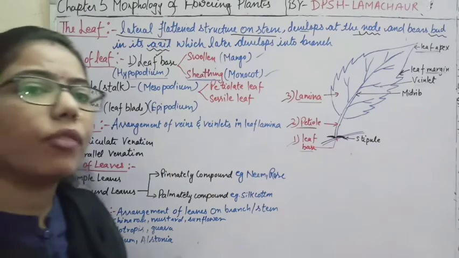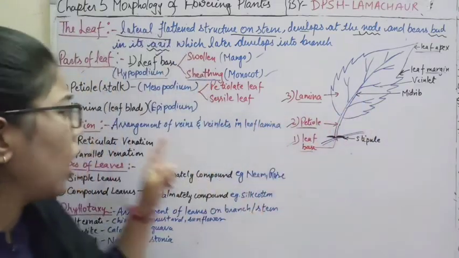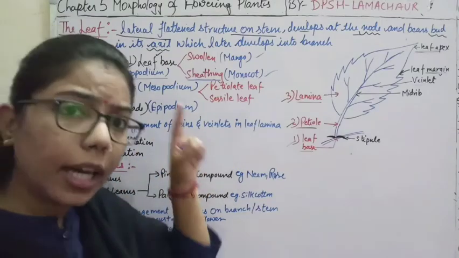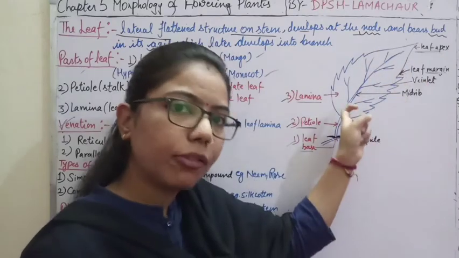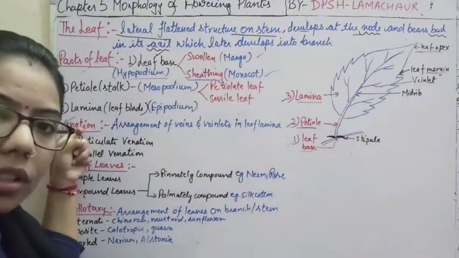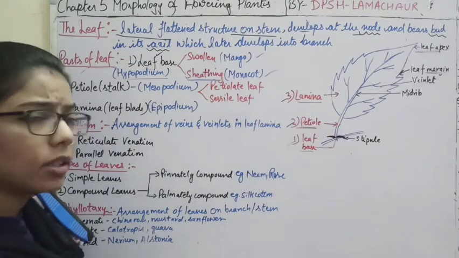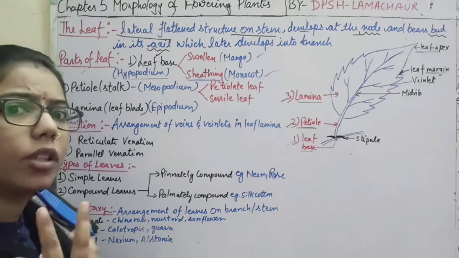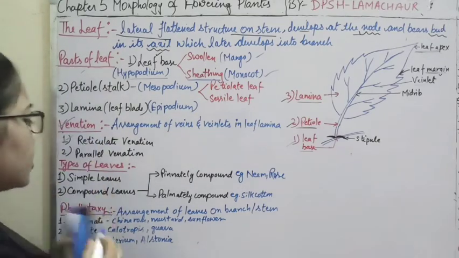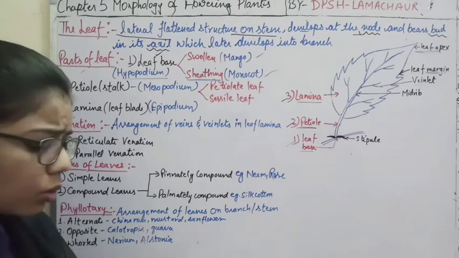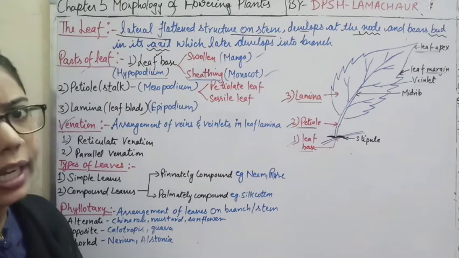What is the meaning of venation? Venation is related to the veins. So how these veins, or the network of veins, are arranged in the leaf lamina or the leaf blade is known as venation. On the basis of this, we have classified the leaf into two types. What are they? Reticulate venation, and another one is parallel venation. These two classifications are based on the arrangement of veins and veinlets.